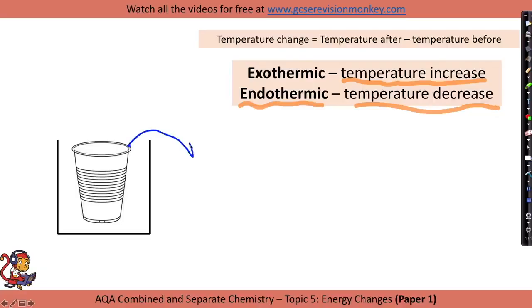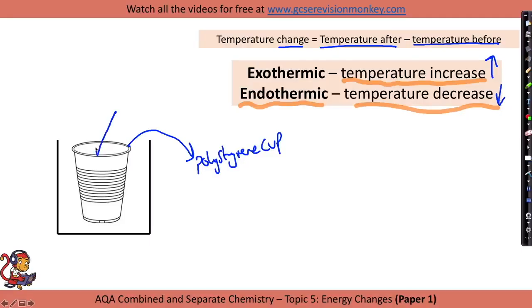So for this practical, rather than using a beaker, we use a plastic or a polystyrene cup, because this is a really good insulator, so it reduces heat transfer, because we want to measure an accurate temperature change. So in the reaction, to get the temperature change, we're going to measure the temperature after and take that away from the temperature before. Now if it's an exothermic reaction, like I said, that'll be a temperature increase, and if it's an endothermic, we would see a temperature decrease.